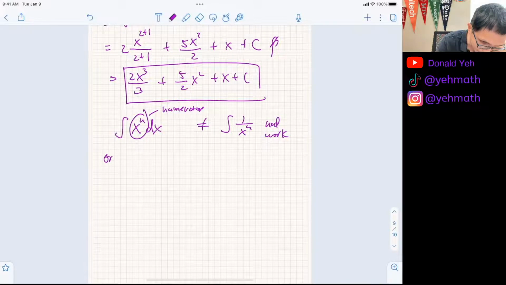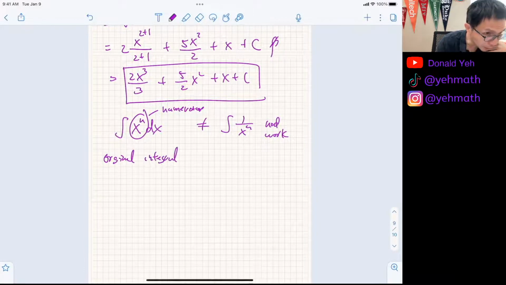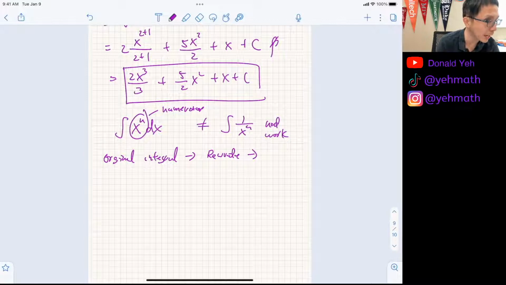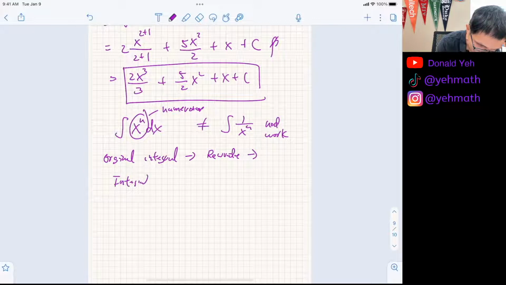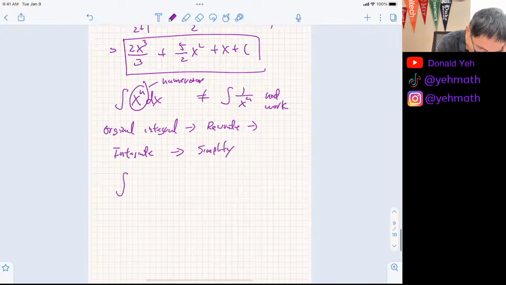If you have the original integral, what you're going to do is actually rewrite it. Why is rewriting important? Because you want to make sure x is on the numerator, and then you're going to integrate, and then you're going to simplify. Okay, so what I mean is like this. What if I have the integration of 1 over x cubed dx?